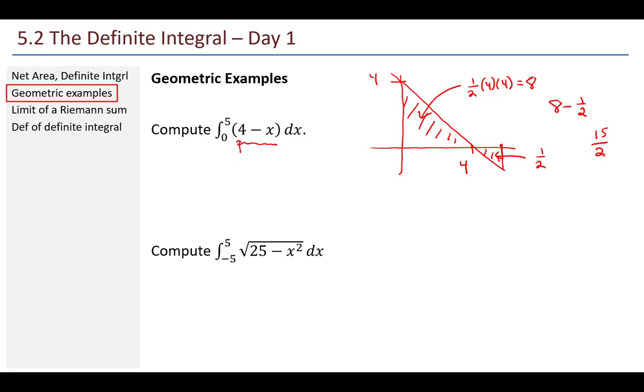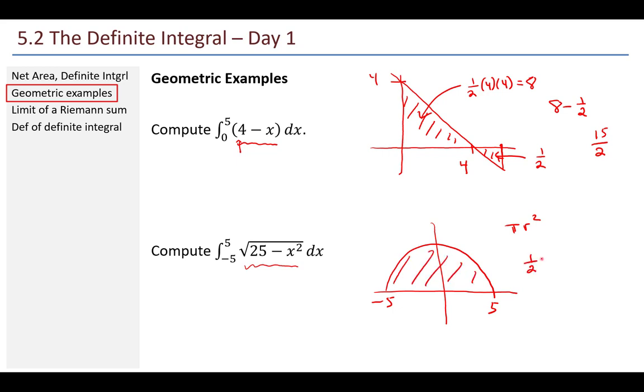How about the next problem? This one's a little trickier. Can you see what the function looks like if I were to graph it? So that function is actually a semicircle with radius 5. The area for a circle is pi times the radius squared. So for a semicircle, we will want 1/2 pi r squared. I have the 5 squared. So how about 25/2 pi as my answer? There we go.